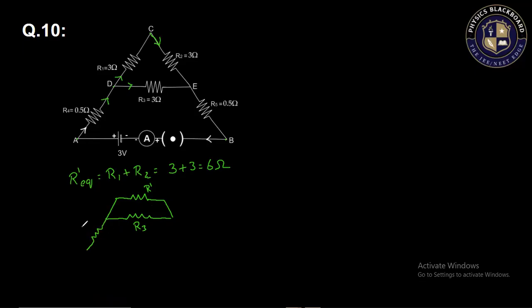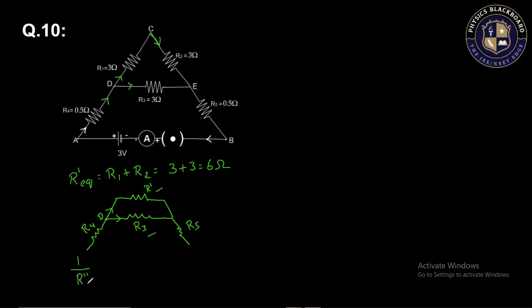This is R4 and this is R5, okay. Now you can see here at the point D, the current is dividing. So you can say that these two, that is R dash and R3, are in parallel connection.